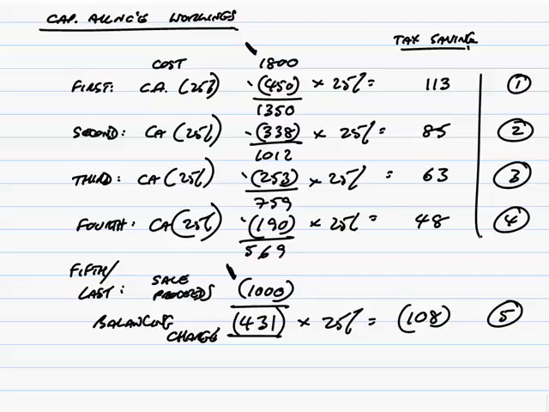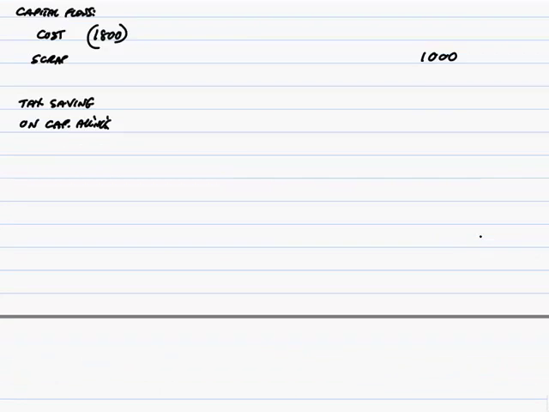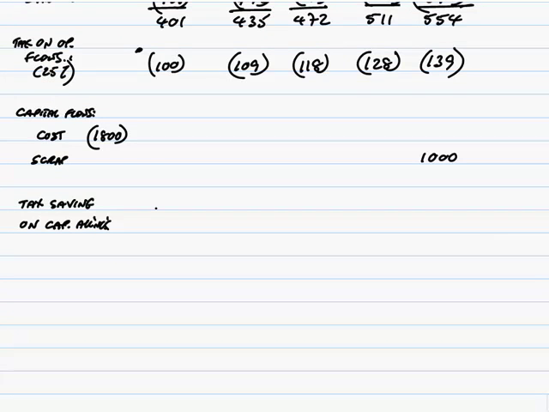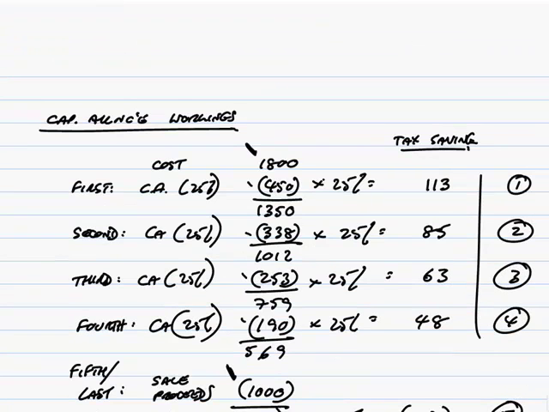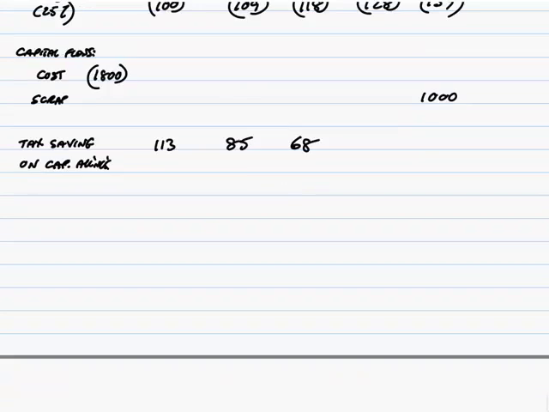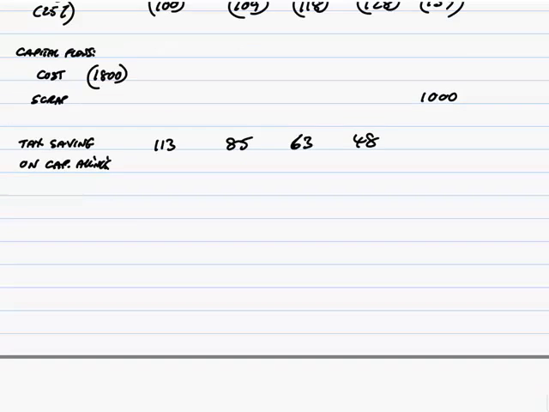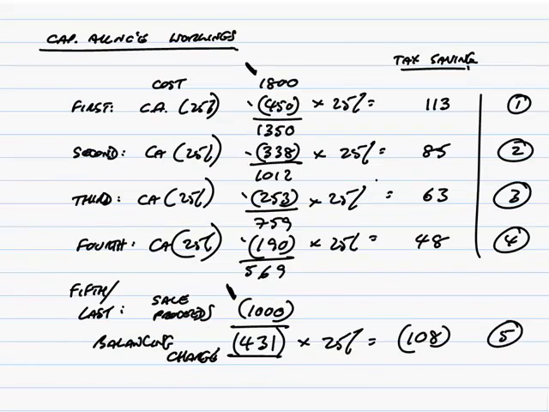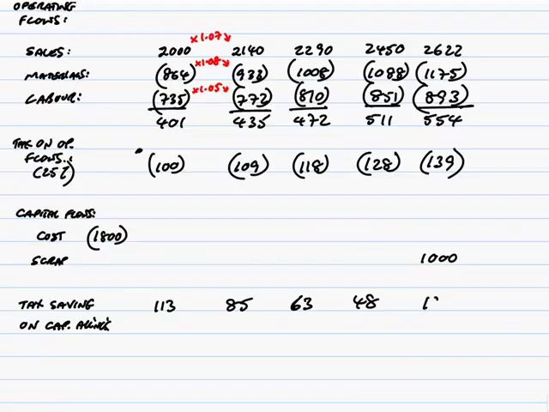Having done our workings, now we can go back to our cash flow schedule. The allowances, 113.85. Where are we? 113.85. I think it was 68. I'll check in a minute. Or 63. I'll change 63 and 48. And remember, they're tax savings, so they're like cash inflows. Finally, though, in the 5th year, with the extra tax payable, the balancing charge of 108.